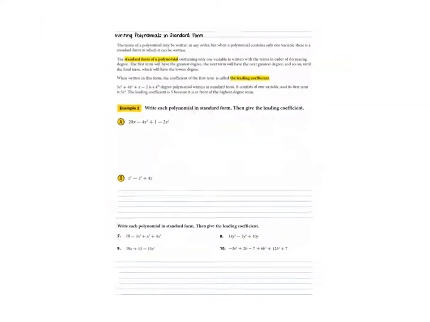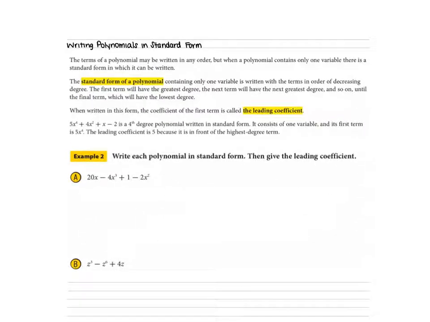If we look at our next example, we are writing the standard form of a polynomial and identifying its leading coefficient. So for example 2, we're writing each polynomial in standard form and giving the leading coefficient. The leading coefficient is the number in front of the variable that has the highest value of the degree.